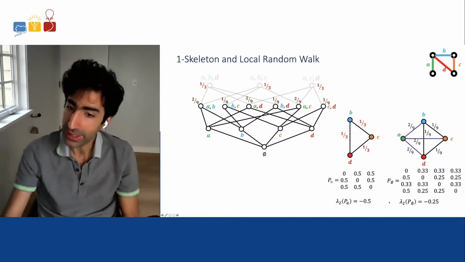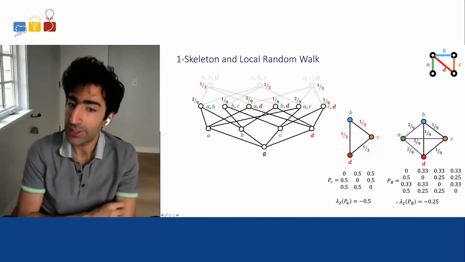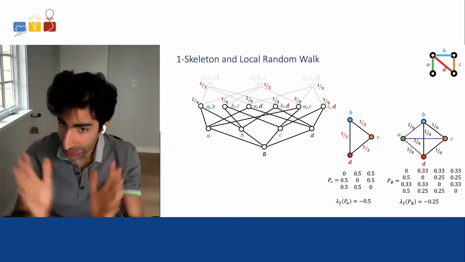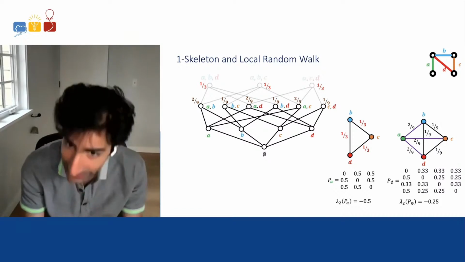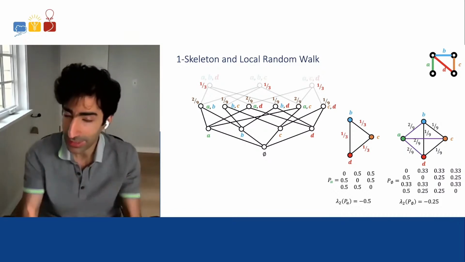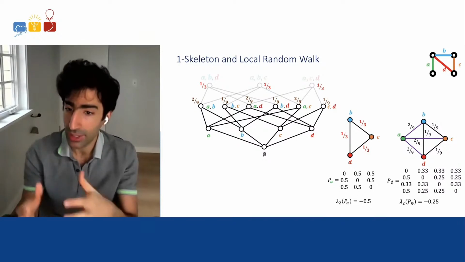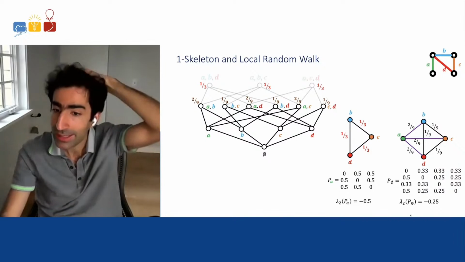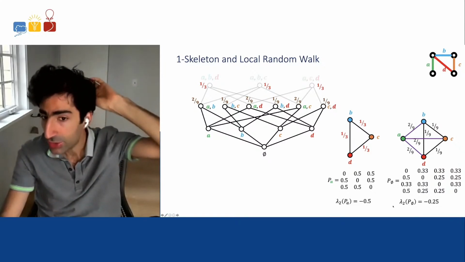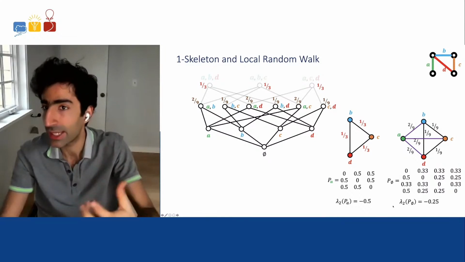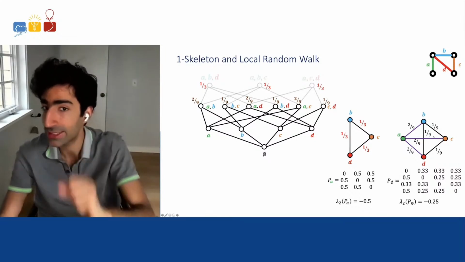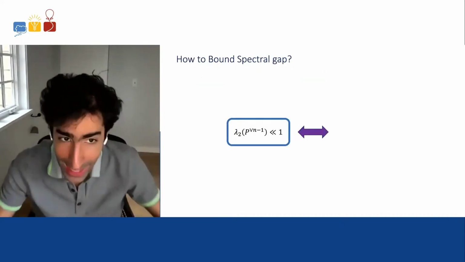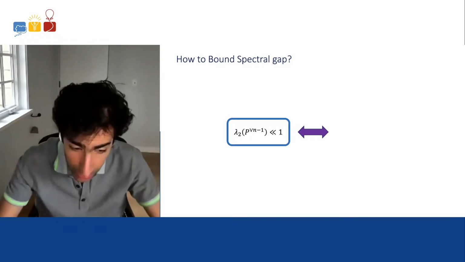And what I've shown below here is the second eigenvalue of this so-called local random walk matrix. So again, what I've done here is that I fixed the link of the empty set. I look at the so-called one skeleton. I write the transition probability matrix of the simple random walk, and here I've written the second eigenvalue of the local random walk, or the transition probability matrix of the one skeleton of this link. Okay. Now let's go back to what we were trying to show.